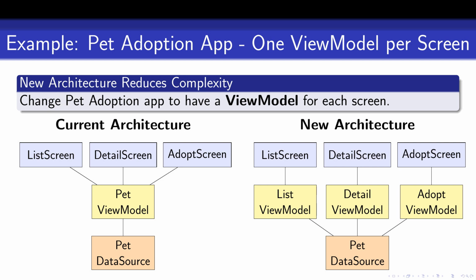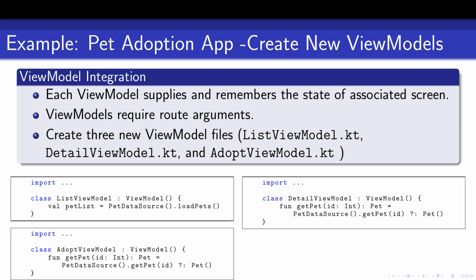In this new architecture, we have ListViewModel for the pet list, DetailViewModel for the pet detail, and AdoptViewModel for adoption logic. Each one depends on the shared pet data source for data, but they are otherwise independent. Each view model now owns and remembers the state of its corresponding screen.